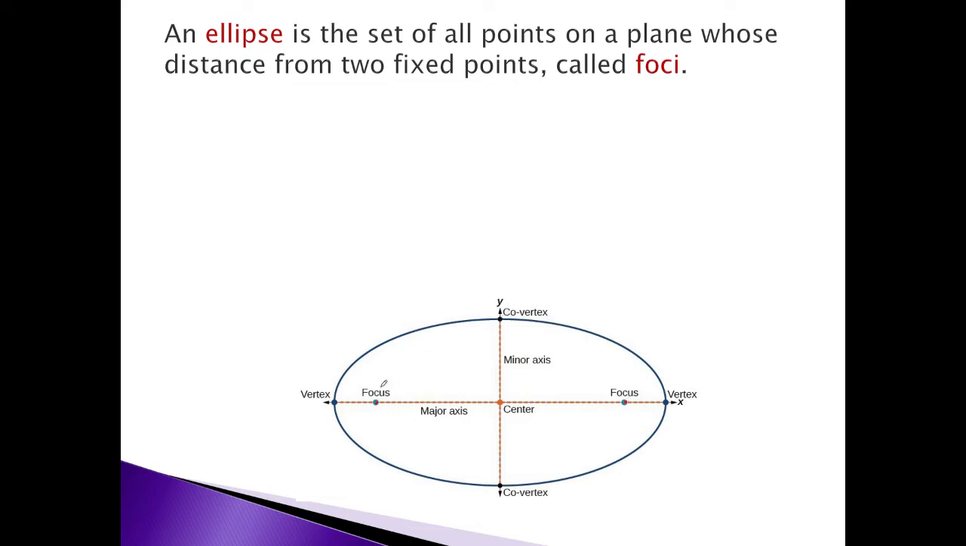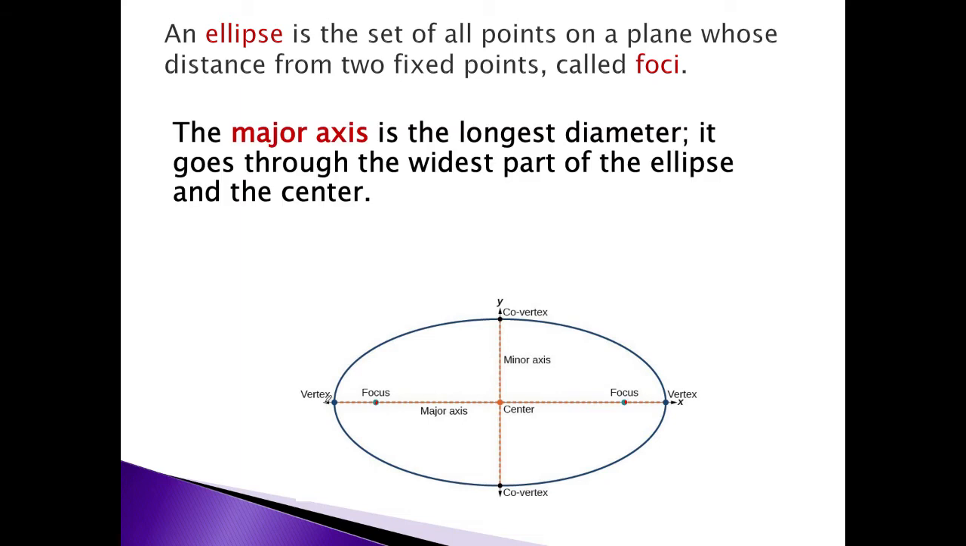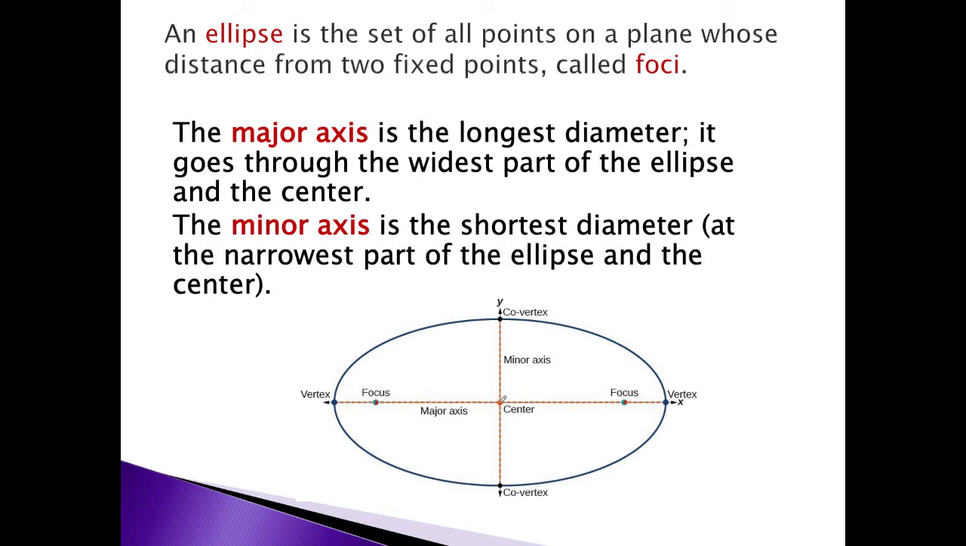We have the major axis, which is the longest diameter through the widest part of the ellipse and the center, and the minor axis, which is the shortest diameter at the narrowest part of the ellipse and the center, where the center is where the major and the minor axis intersect, and the ellipse hits the co-vertex, which is on the minor axis, and the vertex, which is on the major axis.